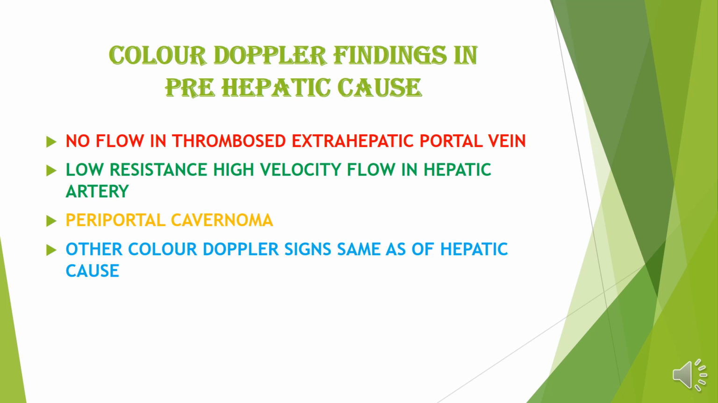And the color Doppler findings in case of prehepatic cause, when there is thrombus in the extrahepatic portal vein, there won't be any flow seen on color flow imaging. And the hepatic artery will start compensating, because there is an obstruction in the main portal vein, so there will be more flow towards the hepatic artery, and it will start showing low resistance, high velocity flow, just opposite of the cirrhotic cause, where there was increased resistance flow in the hepatic artery. Periportal cavernoma can be seen, and all the other color Doppler findings will be the same as in case of hepatic cause.